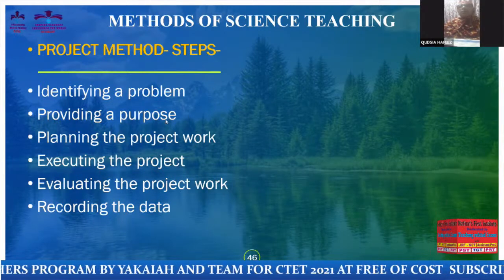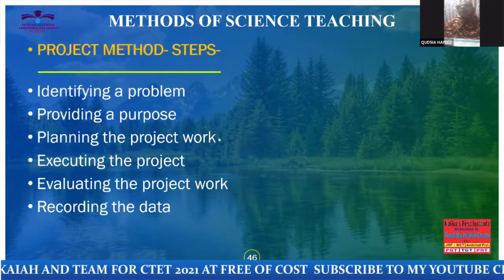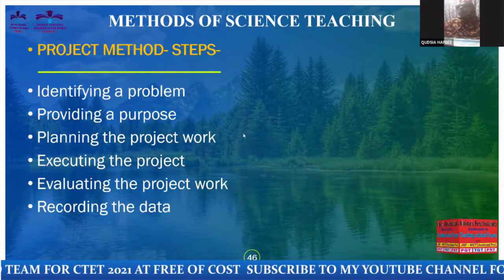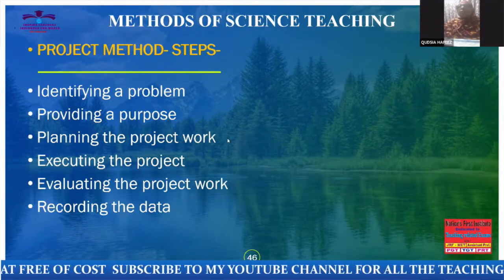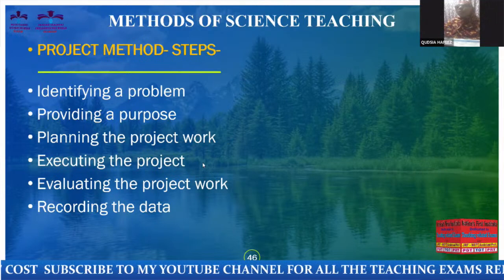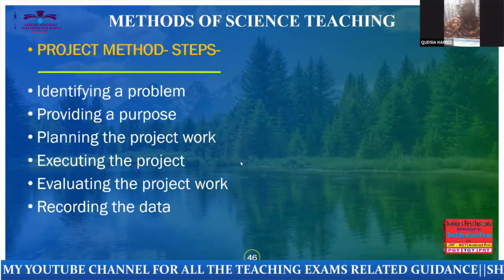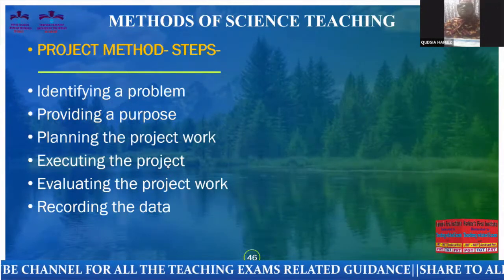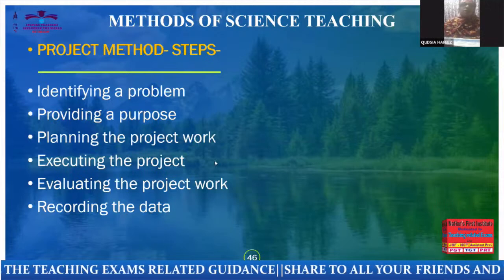So that is under the project method. Then planning the project work. How can the project work be planned? What requirements, resources, and raw materials are required? Then executing the project. So how to do it, where to go into the fields, what data needs to be collected, and what needs to be observed. That is what is called executing the project. We are trying to execute, to perform the project.